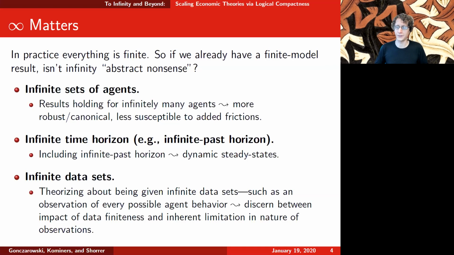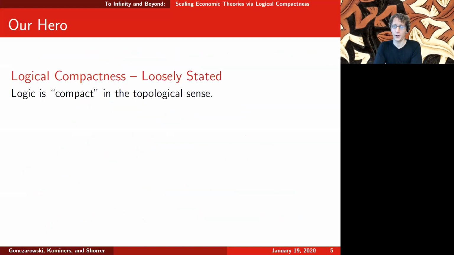Being able to theorize about an infinite data set lets us differentiate between the impact of finiteness of the data and inherent limitations in what we can observe from all choices. And so there's a real sense in which, again, the infinite data set is an abstraction, but it might be the right abstraction, right? What we want to understand in choice theory is, what can we possibly infer from choice observations? Not, what can we infer from choice observations in this weird, edgy context where the choice observation is always finite. Okay, so that's the basic motivation and framing.